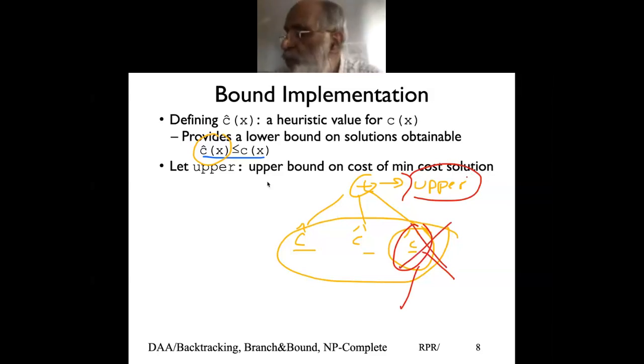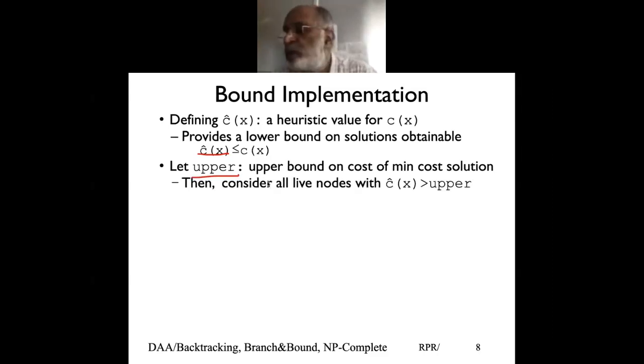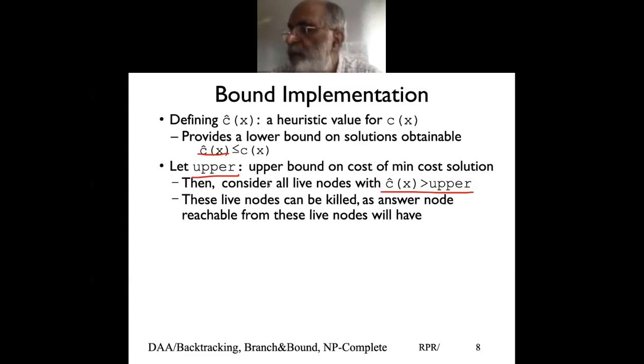So we need to compute and maintain two things. For each node, we compute the heuristic Cx, and tree-wise, we maintain an upper, and you find out for each node by exploring how much upper I can reach. And if any node becomes greater than upper, that means the minimum cost from that node will be more than the lowest I found, so I can ignore those nodes, kill them, and not explore. We will see this with an example when we build our knapsack problem.